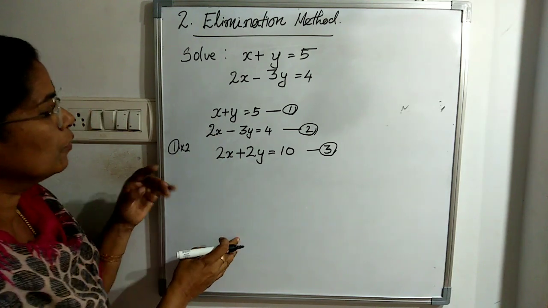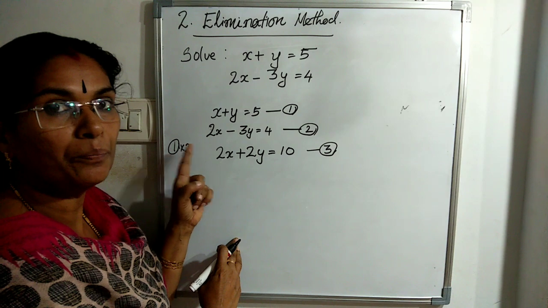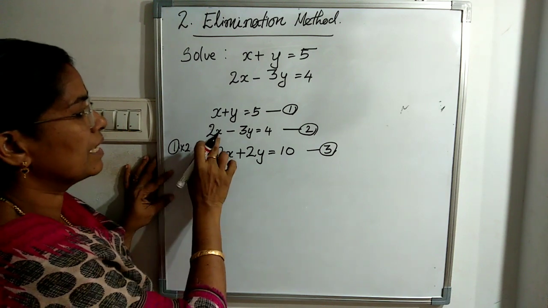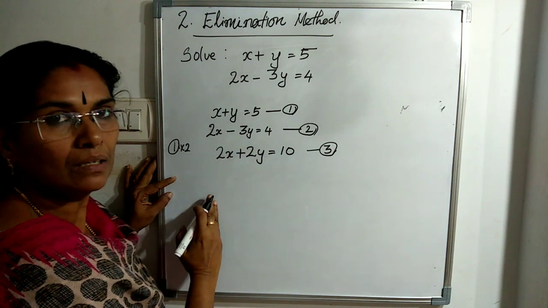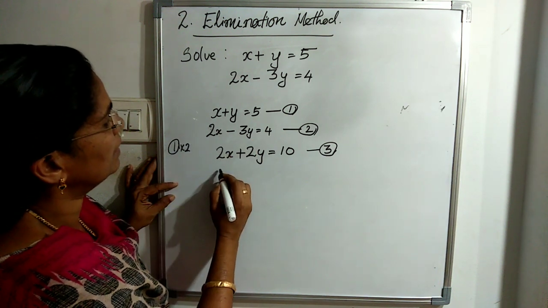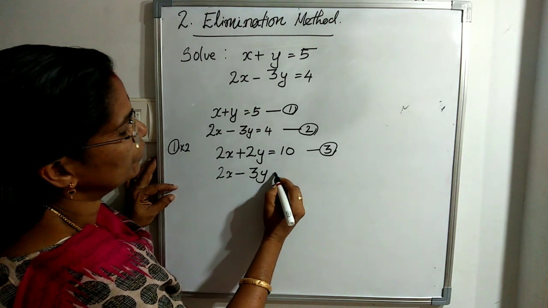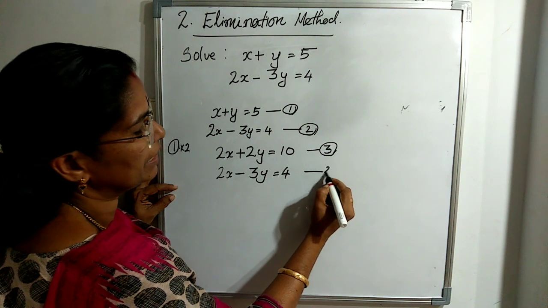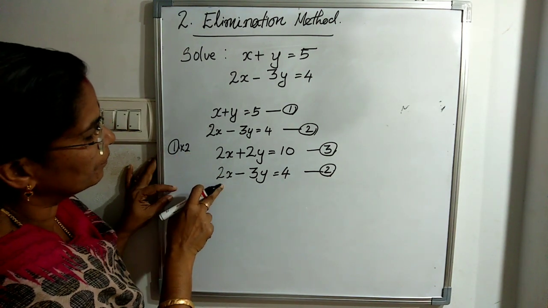Which means you have to find a non-zero number to make the coefficient of one variable the same. Select any one variable and make its coefficient the same. Now the second equation we write as it is: 2x minus 3y equal to 4. This is our second equation. Now look here, the coefficient of x is the same.